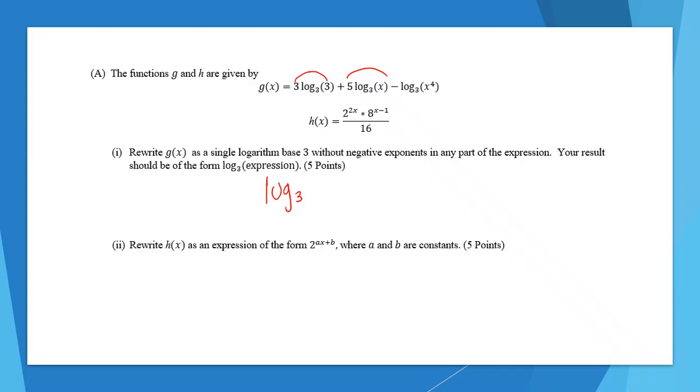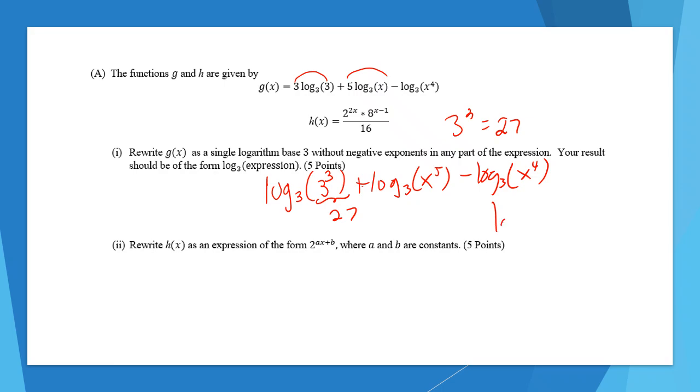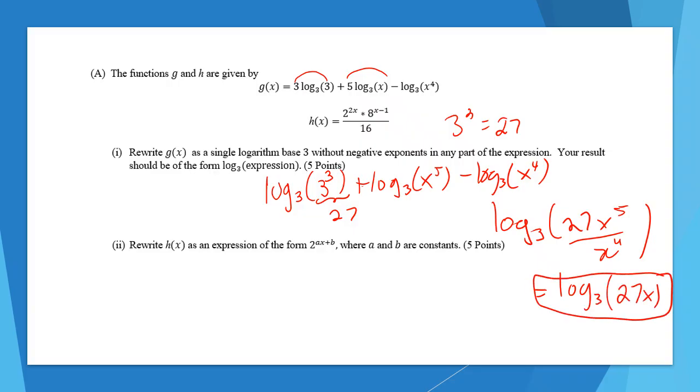So this is going to be log base 3 and then 3 cubed, not 9, but remember 3 cubed is equal to 27. This is then going to be plus log base 3 x to the 5th minus log base 3 x to the 4th. This should then simplify into log base 3, 27, and then x to the 5th over x to the 4th, which we can simplify into log base 3, 27x, and that's going to be our answer there.